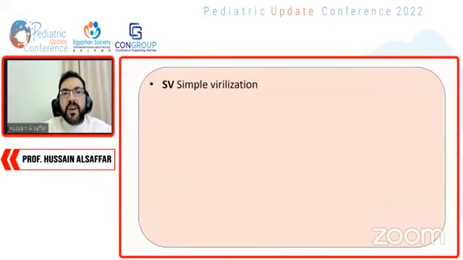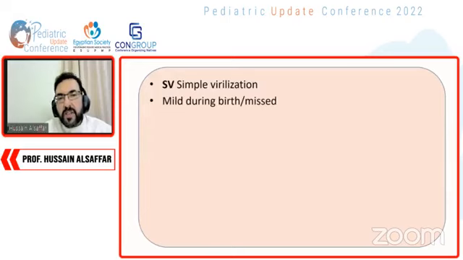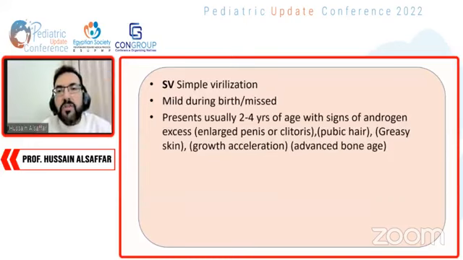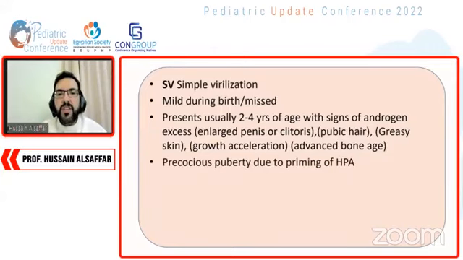In the simple virilizing form, the symptoms can be very mild at birth. Therefore, the case is often missed, but then during the 2nd to 4th year of age, there will be signs of androgen excess. The family will complain of enlargement of the penis in a boy, unexpected for the child's age, or a girl will have clitoromegaly, and pubic hair development at such an age, with other signs of secondary sexual characteristics and effects of androgens, like growth acceleration, greasy skin, acne, and advanced bone age.